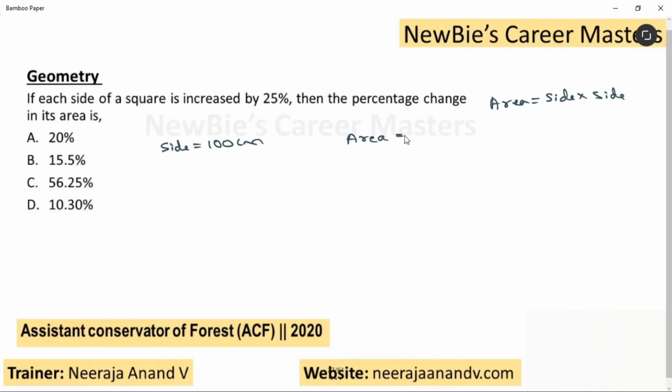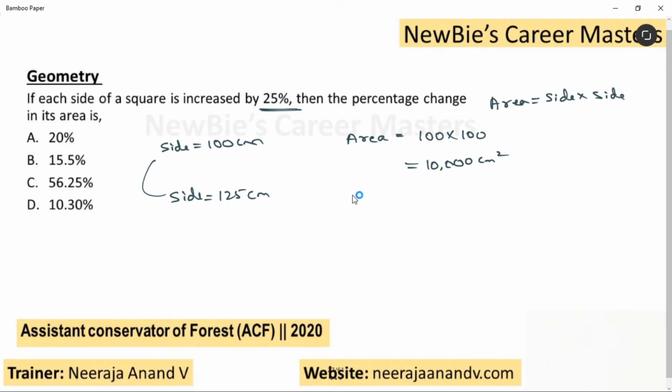Calculate the area. Area is equal to side into side, so it is 100 into 100. We get this as 10,000 centimeters square. Correct? No. What is given? If the side of the square is increased by 25%, just increase this 100 by 25%. The new side is 125. 100 is a friendly number. You can play with the 100. 25% increase means 125. 25% decrease means just subtract 25 from the 100, 75. That is what? 25% decrease.